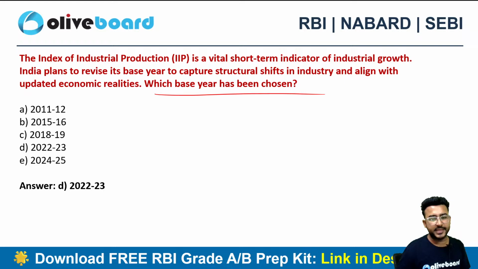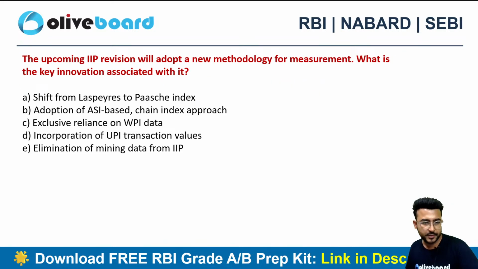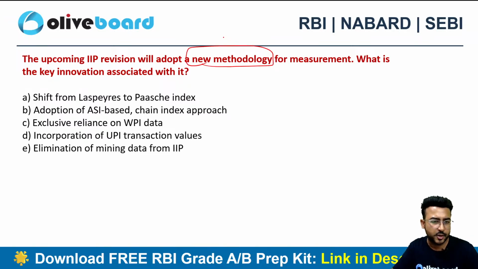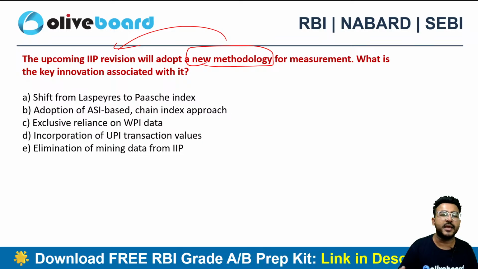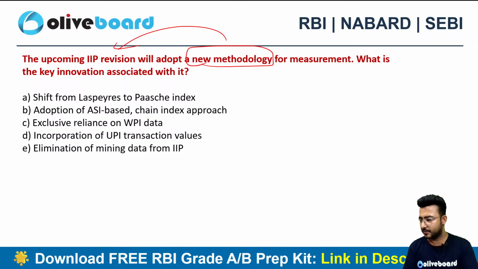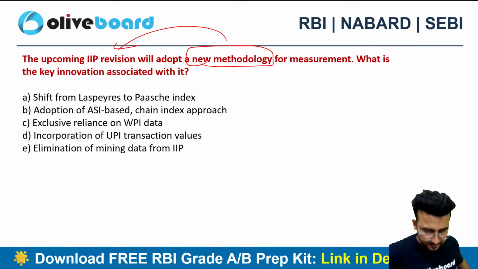Option D, 2023. Okay, 2023. The upcoming IIP revision will adopt a new methodology. So there will be a new methodology in the upcoming IIP for measurement. What is the key innovation associated with it? What's new in this? Or is it just the base year that has changed?